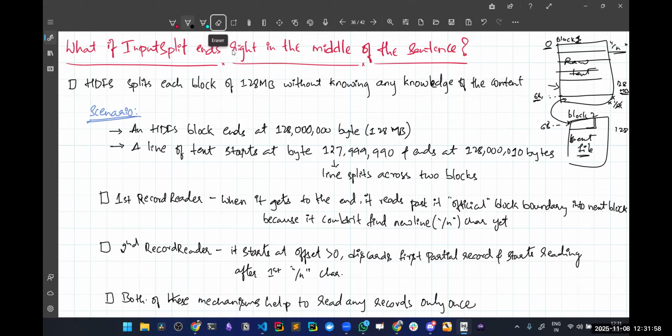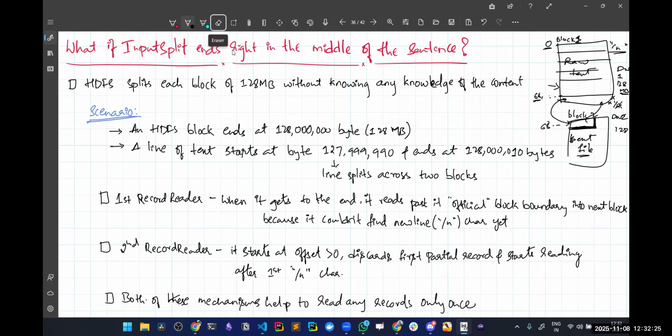So it will go to block 2 and pick up the rest of the record from there. Data node 2 will be sending the rest of the record present here to data node 1. This is the only time the nodes are communicating between each other.